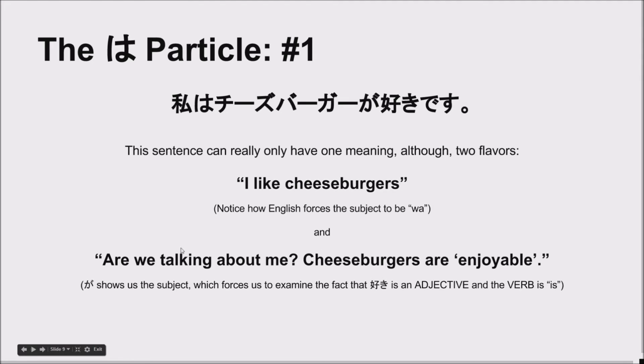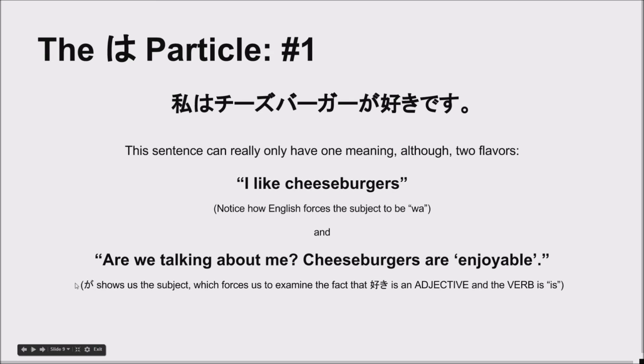So it could also mean, are we talking about me? Cheeseburgers are enjoyable. Notice how those two sentences do mean the same thing. However, they have a slightly different flavor. You talk about me? Cheeseburgers be enjoyable, yo. It's funny, if you literally translate Japanese, it almost sounds like gangstas. Cheeseburgers be, because it's a be verb, and "are" only exists in English because we have plurality, and Japanese doesn't have it to the extent that English does. So technically, this literally means cheeseburgers be enjoyable.